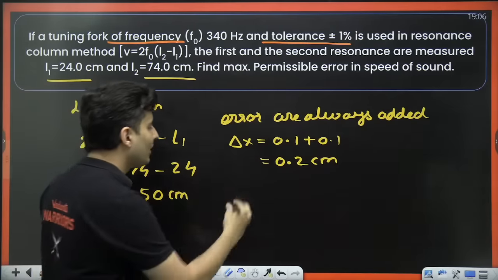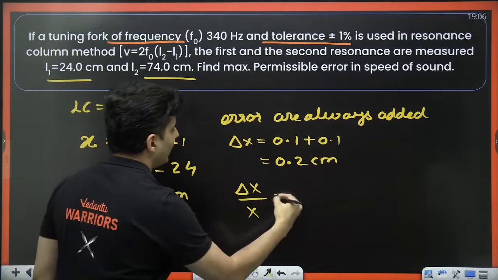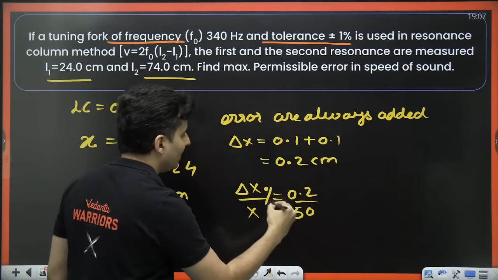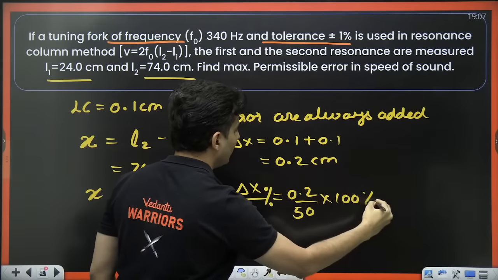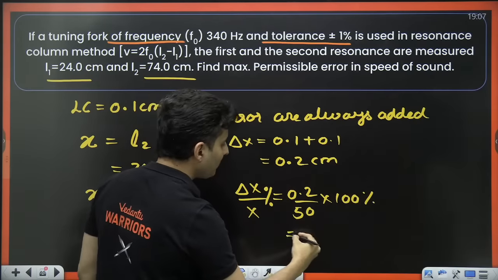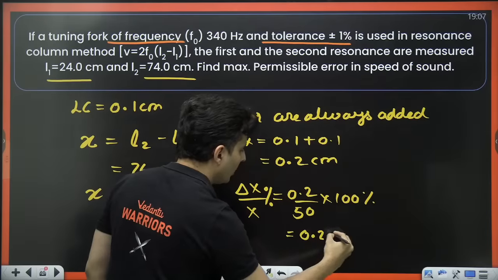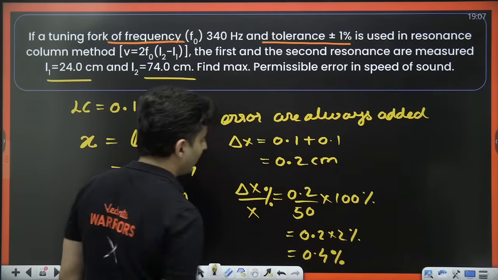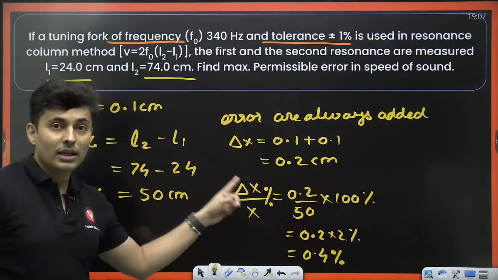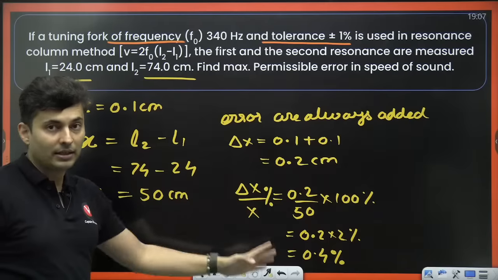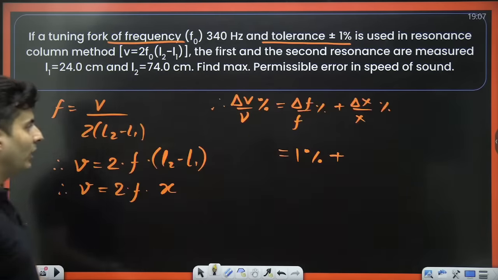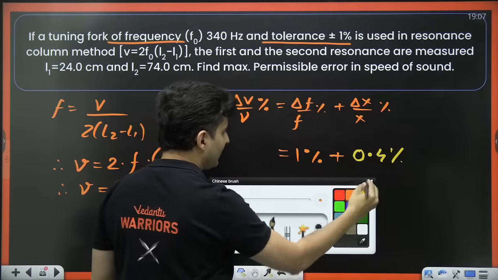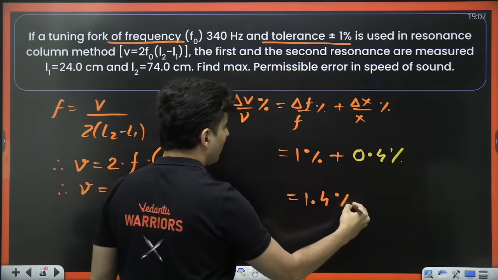Errors are always added. So when I find delta X by X, which will be 0.2 divided by 50, and then I try to find percentage, that means multiply by 100. So 50, 100 becomes 2. So it will become 0.2 into 2, which is 0.4%. That is the relative error in the difference of the lengths, percentage wise. So put that 0.4 over here. Hence, the final answer that you will get is 1.4%.